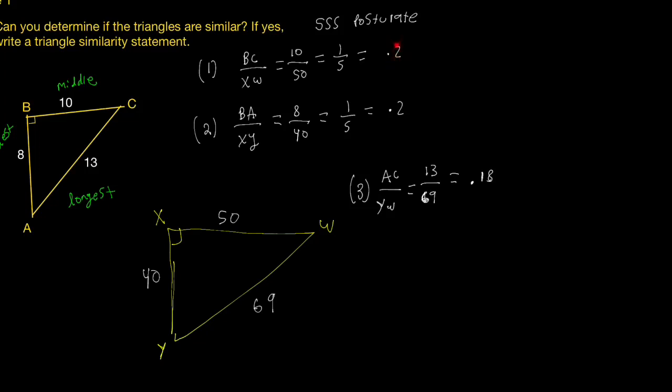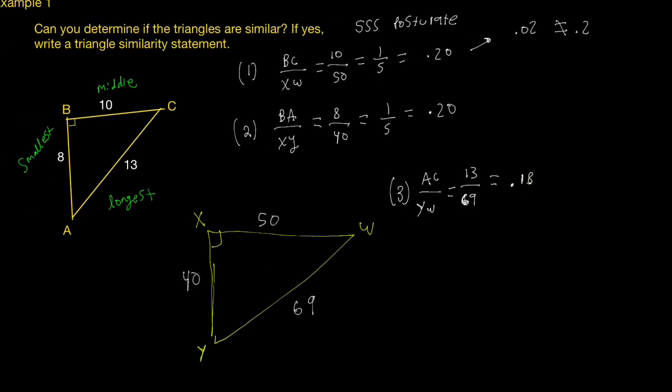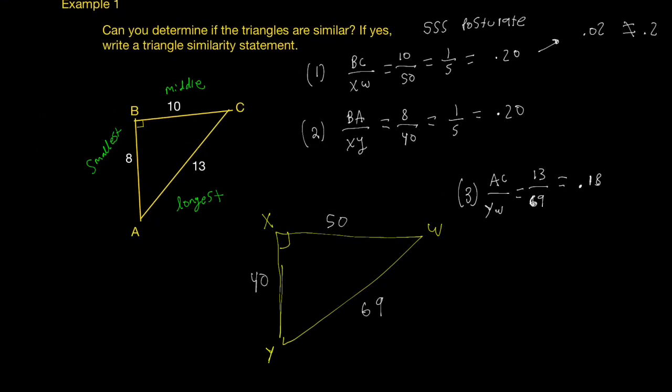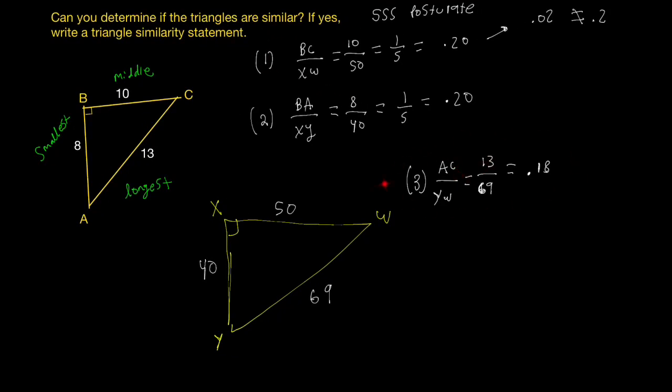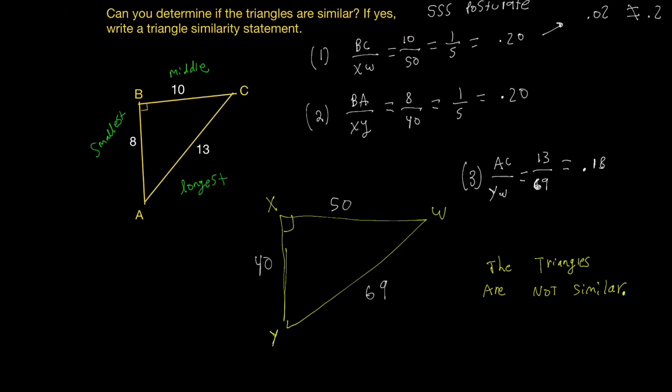Now here we have to realize that 0.2 is the same thing as 0.20, right? And 0.18 is not the same thing as 0.2. So think about this as being 20 cents, and here we're having 18 cents. So we can clearly see that here the triangles are not similar because the corresponding sides were not proportional. This last one does not match with these two. So here we would write the triangles are not similar. Okay, let's check out another example.